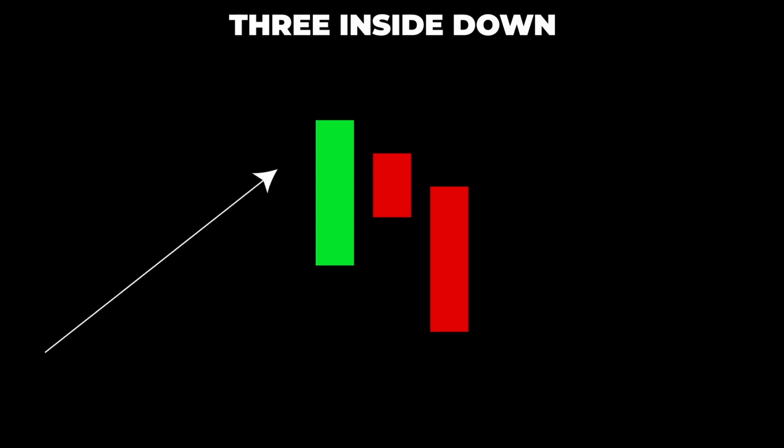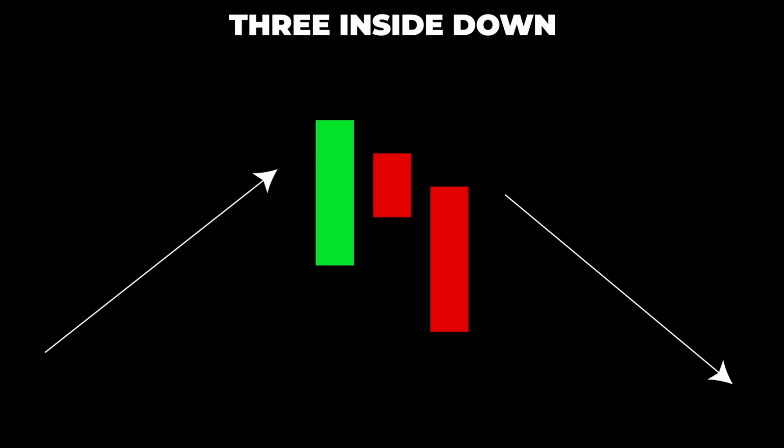Three inside down. The three inside down candlestick pattern is the inverse of the three outside up. So the shape of the three inside down is like this. Three candles. The first one is a long green candle. The second one is a small red candle which should be in the range of the first candlestick. And the third one is a long red candle confirming the bearish reversal, confirming the downtrend.